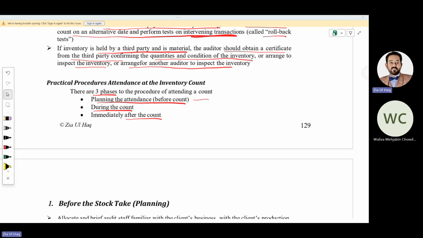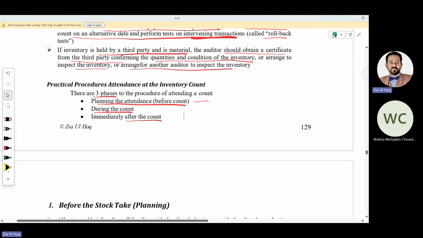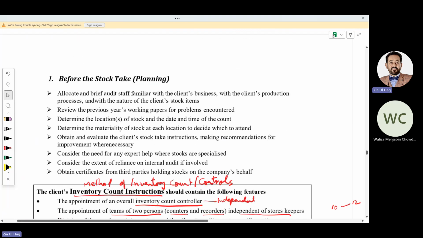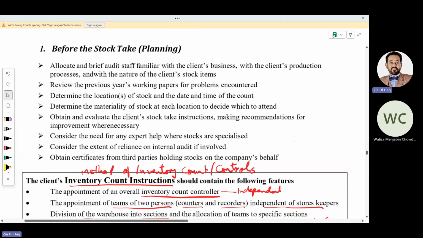Okay, to verify physical quantity of inventory, we need to perform some procedures. There are some procedures that we need to perform before the count, some procedures that being an auditor, we need to perform during the count, and some procedures that we need to perform after the count has been completed. But we need to perform our check before count.